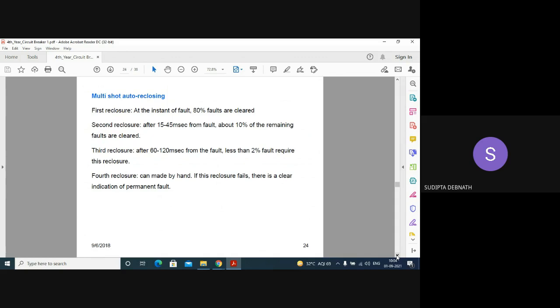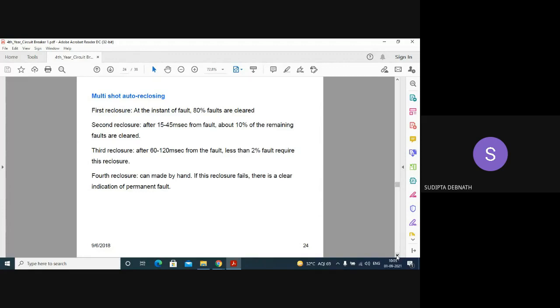Now, multi-shot auto-reclosing. With the fast recloser at the instant of fault, 80% of the faults are cleared, because the fault occurs momentarily. So most of the system operates after the first recloser only. The second recloser will be 15 to 45 milliseconds after the fault. About 10% of the remaining faults are cleared.